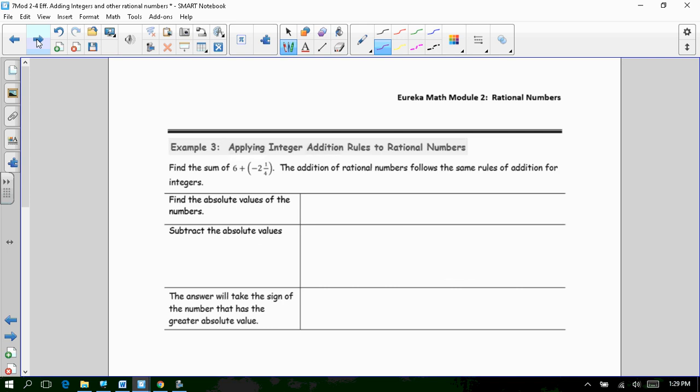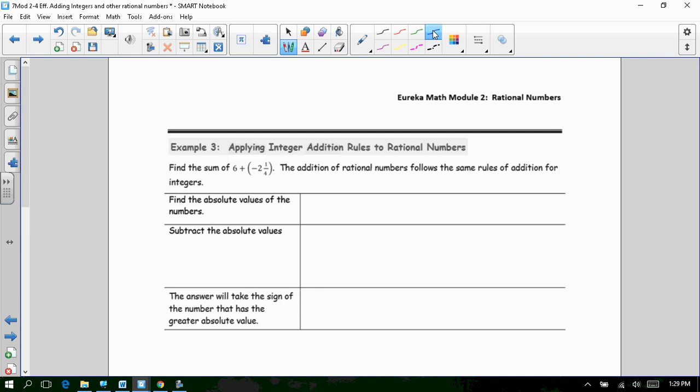Example 3, applying integer addition rules to rational numbers. So now we're not working with whole numbers. Now we're going to put in our favorite, fractions. Oh, this is just the best. Okay, so here we go. Find the sum of 6 plus negative 2 1/4.